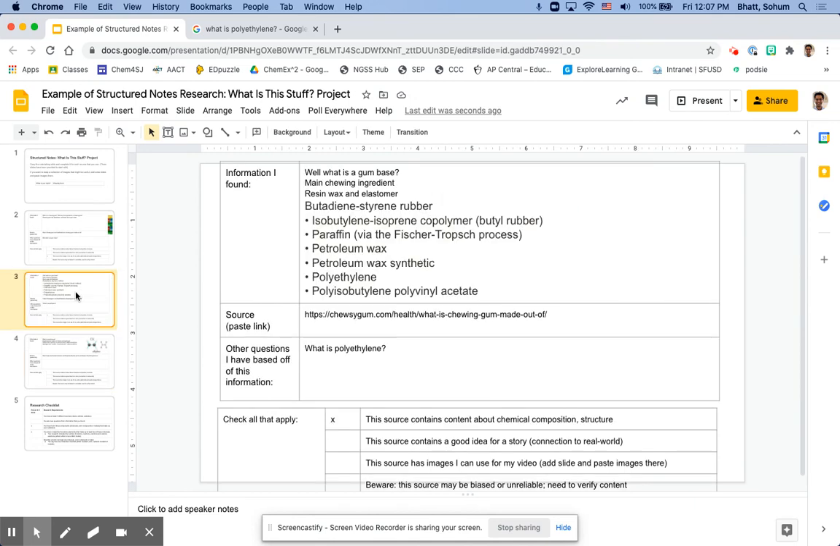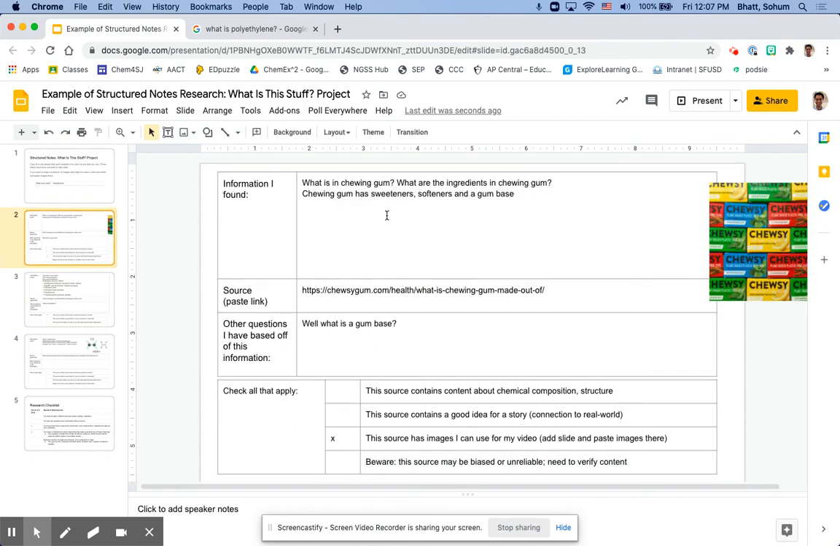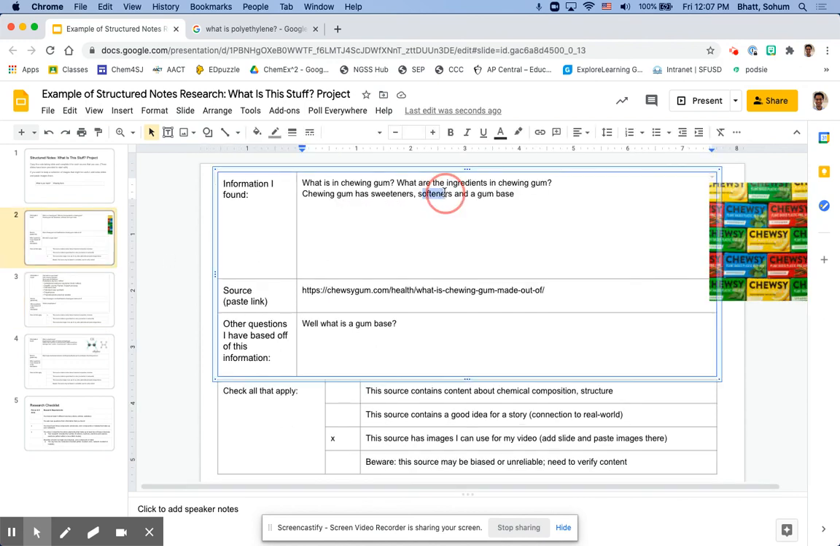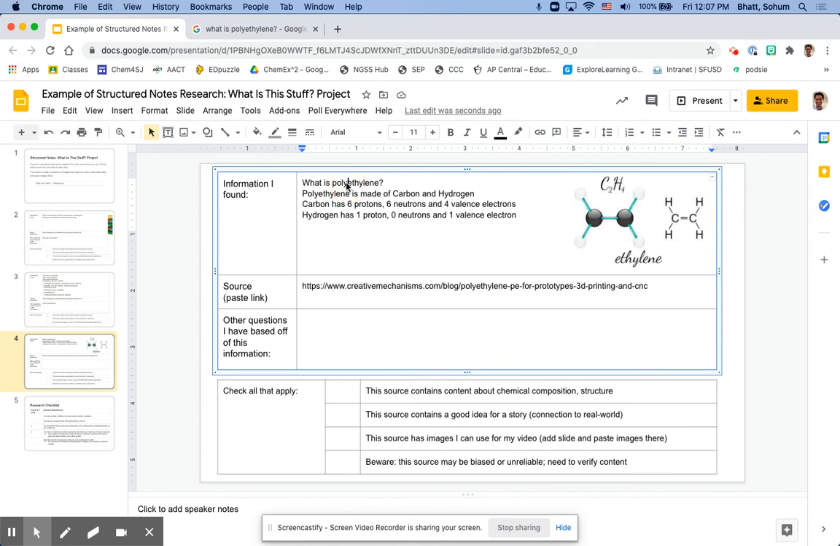You could go back and find another substance in gum, like one of these, or maybe you want to focus on a sweetener or a softener that we started talking about here, and you can go ahead and do the same thing. But now we've figured out that carbon and hydrogen are in polyethylene. Polyethylene is in our gum, and that's how we would break down our research. All right. Hopefully this is helpful and helps guide you a little bit.